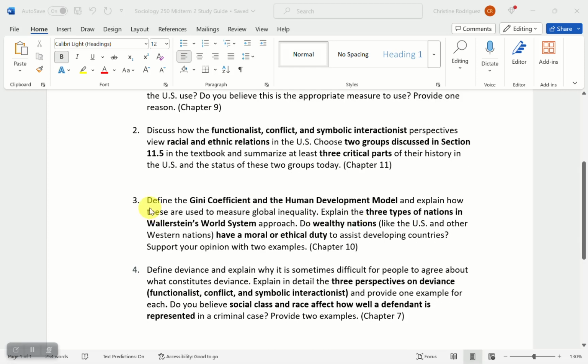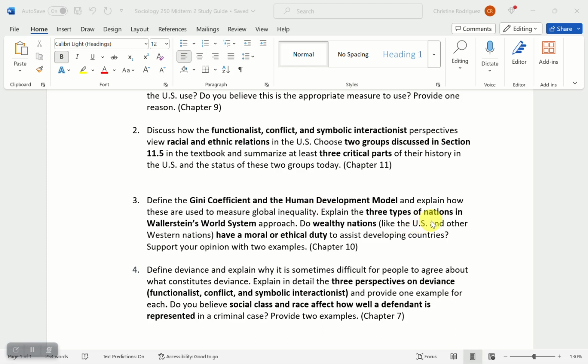Question 3 is from Chapter 10. Define the Gini coefficient and the Human Development Model and explain how these are used to measure inequality. So remember, two different ways to look at global inequality: Gini coefficient, Human Development Model. Make sure that you review these in full so that you can explain them fully and give me some examples of how these are used.